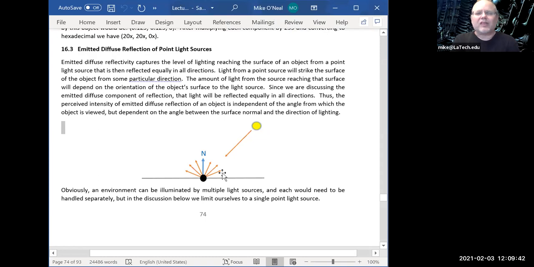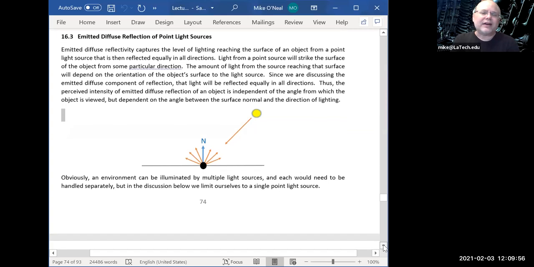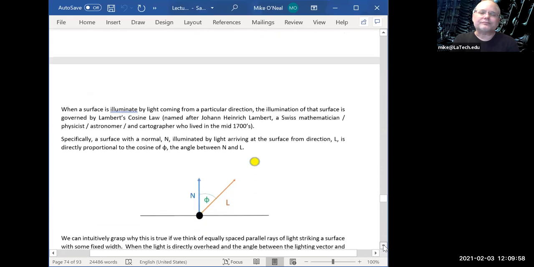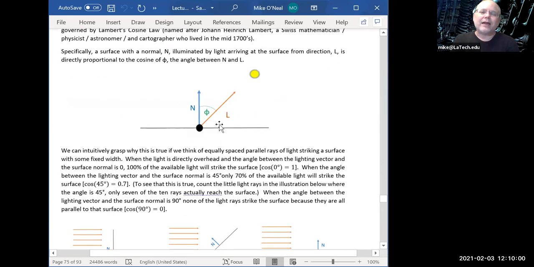So you might say, well, that's fine. I move the thing, the direction changes, but it's not going to really change things in any way, is it, Mike? Well, actually it is. You're going to have to keep up with the surface normal and the lighting vector and the angle between them, phi in this case. By the way, the lighting vector is not the direction that light is coming into the scene. The lighting vector is the direction pointing towards the point light source.